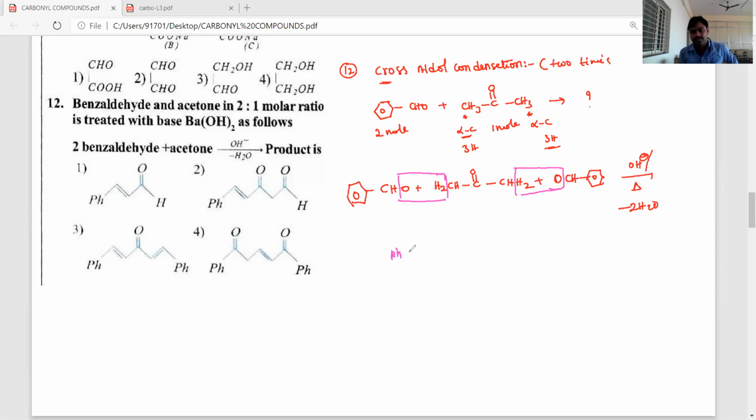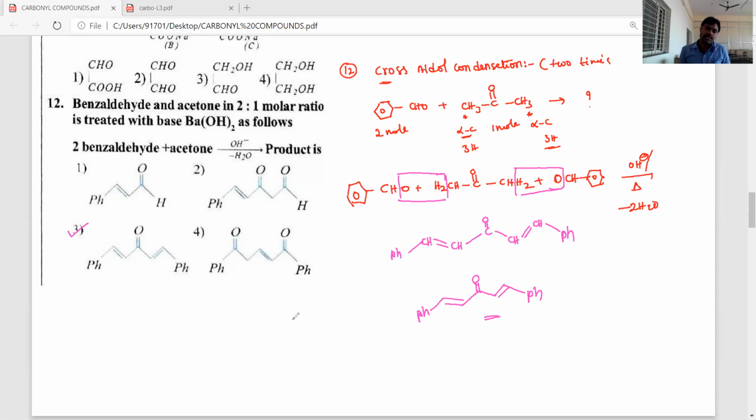Ph CH double bond CH, C double bond O, CH double bond CH Ph. Otherwise, if you want to write it as a bond line structure, Ph double bond O Ph. So the answer is Ph CH double bond C double bond O Ph, which means the third option is the correct answer.